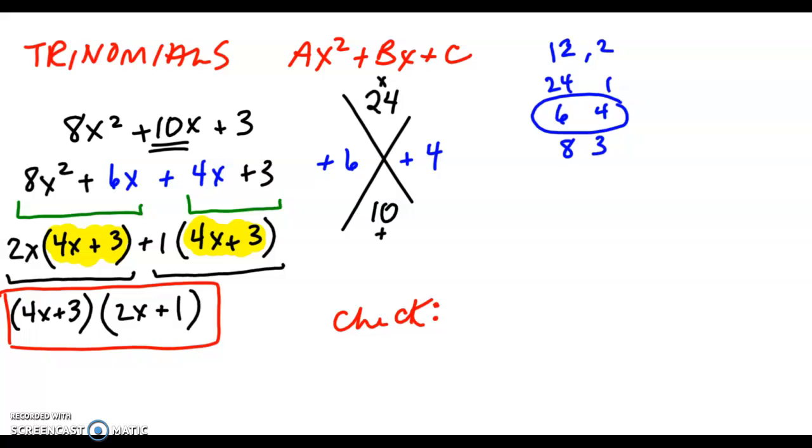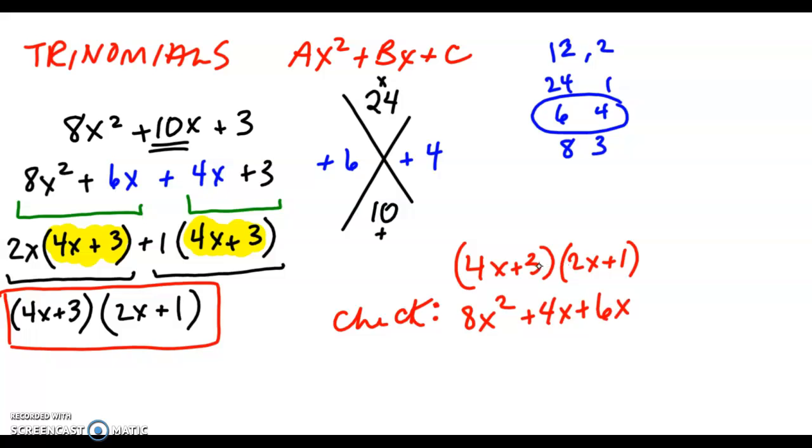So what we need to do is FOIL this, or multiply it back together. Remember, first terms, 4x times 2x is 8x squared. Outside terms, 4x times 1. Inside terms, 3 times 2x. And last terms, 3 times 1. I can already see that this is going to add to 10x in the middle, and yes, this is what we started with, meaning we did factor correctly.